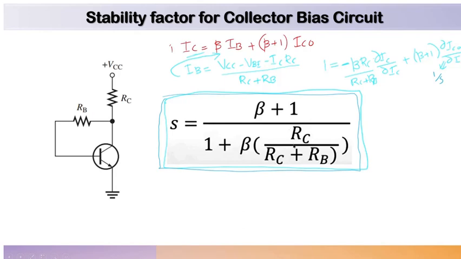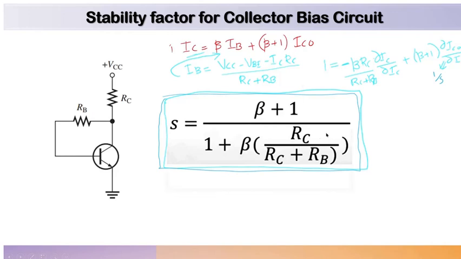സോ collector to base bias circuit in the case we can say that it is more stable than fixed bias circuit, because fixed bias circuit the stability factor is equal to beta plus 1 ആയിരുന്നു. ഇവിടെ എന്താ, നമുക്ക് by adjusting collector and base resistance we can adjust the stability factor. So this collector to base bias circuit is having more stability than fixed bias circuit എന്ന് നമുക്ക് പറയാൻ പറ്റും.